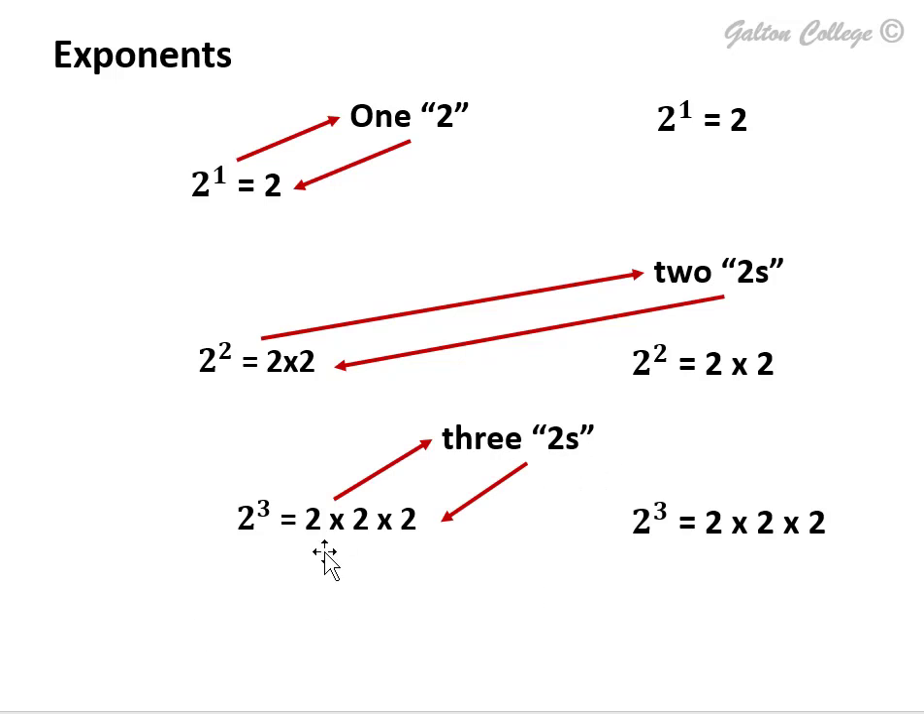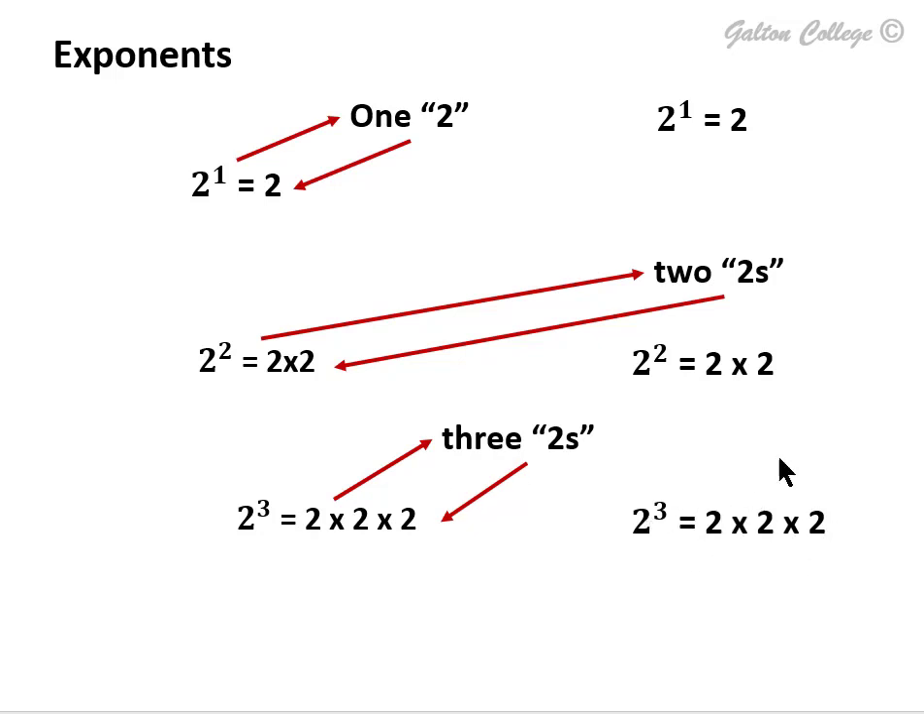Three 2's. Well, three 2's is 2 times 2 times 2. And the exponent here, the power number, is 3. So it's 2 to the power of 3, which is 2 times 2 times 2. There are 3 2's involved. They're multiplied together. There are 3 of them. 1, 2, 3. 2 times 2 times 2. 2, 3 times.